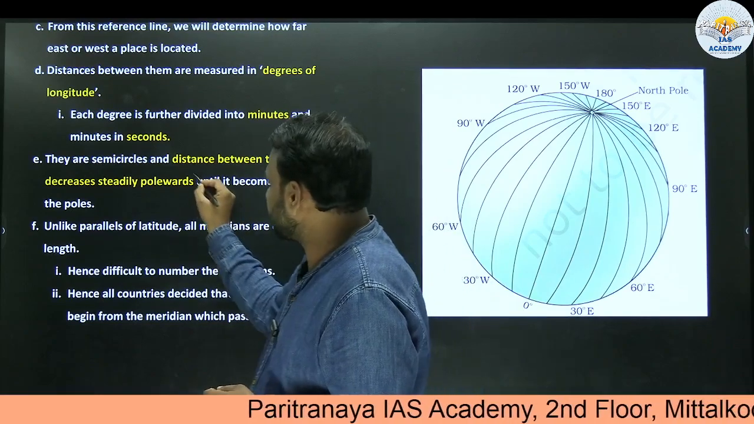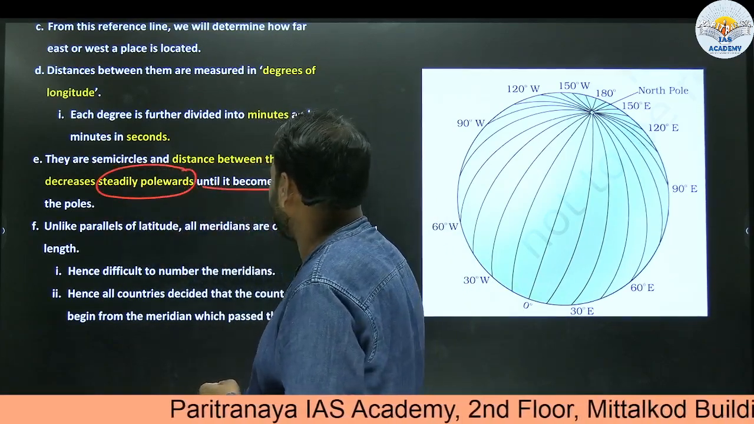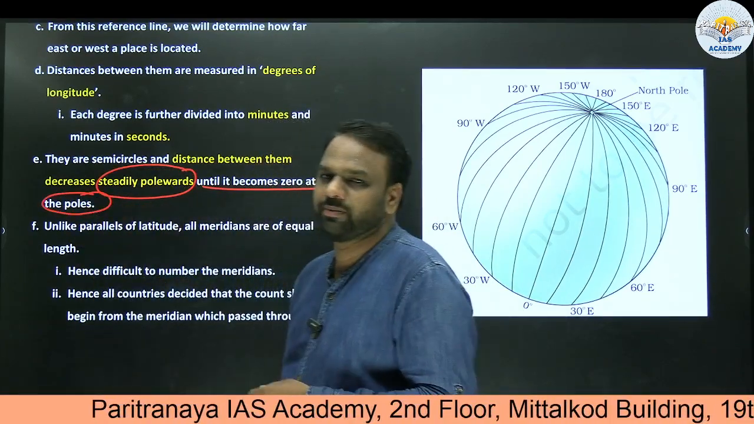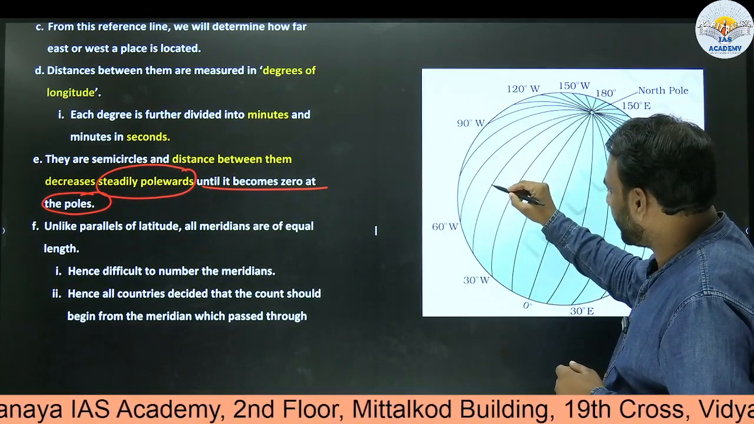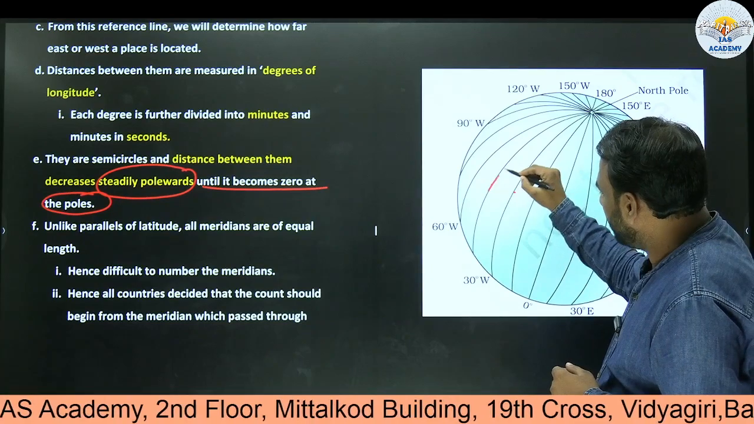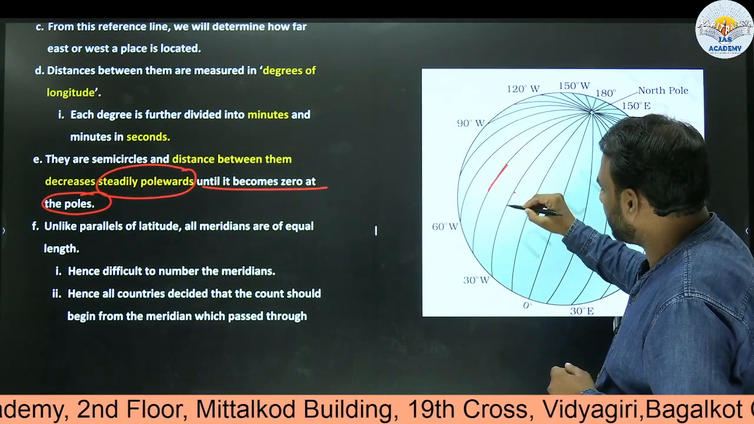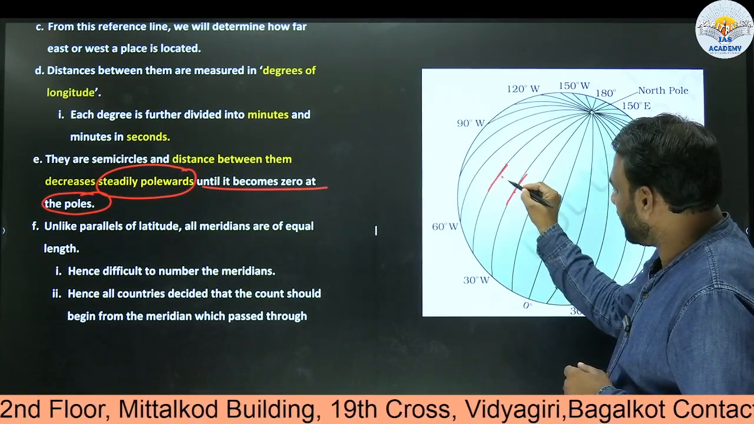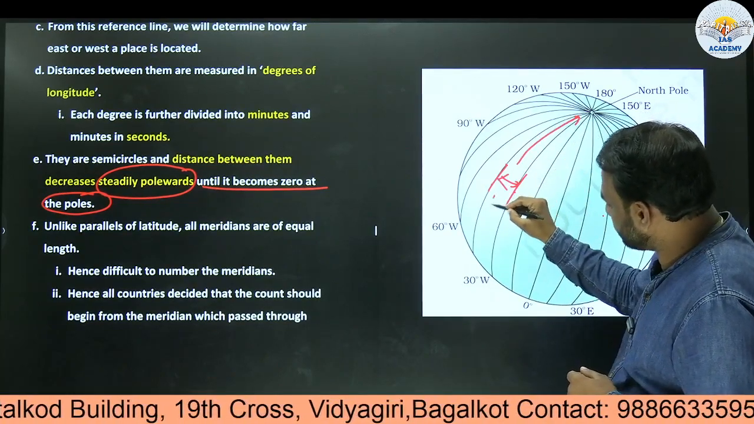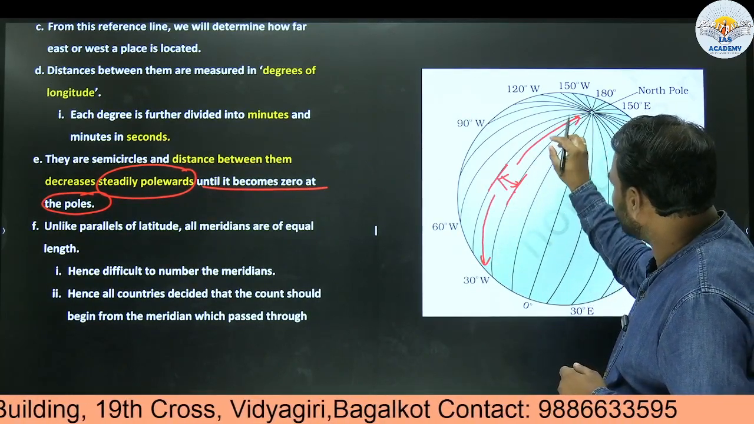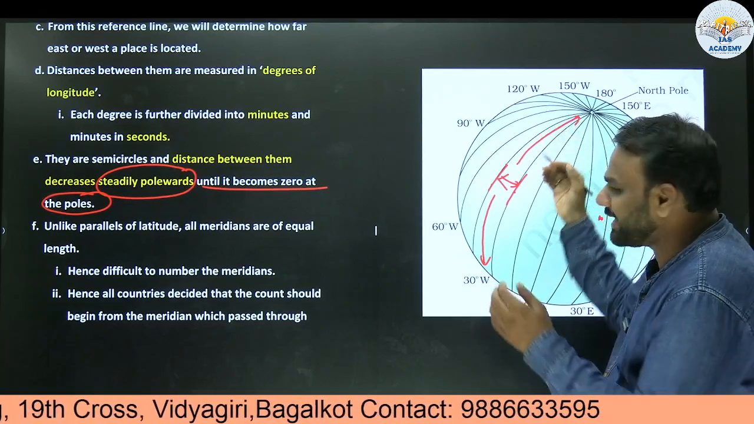One more important point to note here is that the distance between longitudes decreases steadily polewards until it becomes zero at the poles. What does it mean? If we consider two meridians of longitude, one longitude and another longitude, here the distance is more. As we move towards the poles, the distance between these two lines decreases.